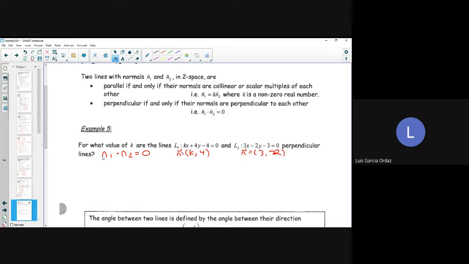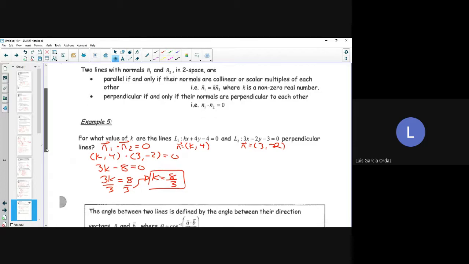So now I need to set their dot product equal to 0 and solve for k. So I get (k, 4) dot (3, -2) is equal to 0. So I get 3k plus 4 times -2, which is -8, is equal to 0. So 3k is equal to 8, divide both sides by 3, and I get k is equal to 8 over 3, which means that my k value has to be 8 over 3 in order for my lines to be perpendicular lines.